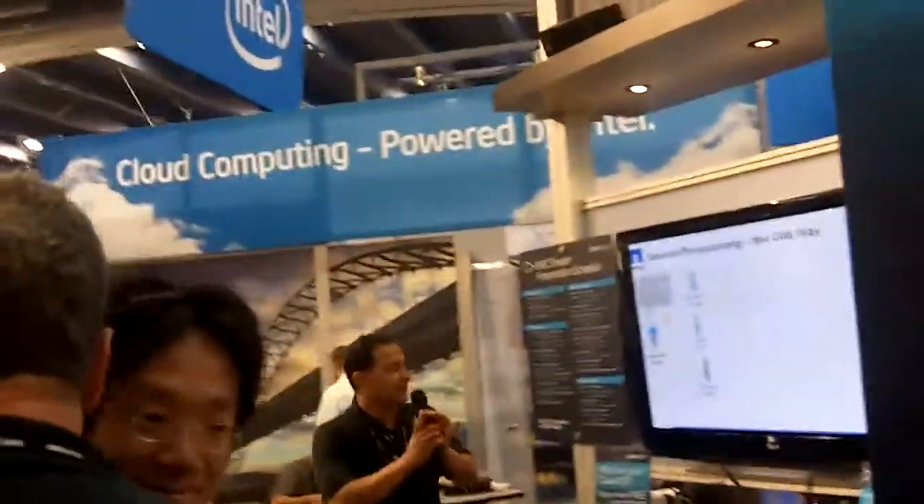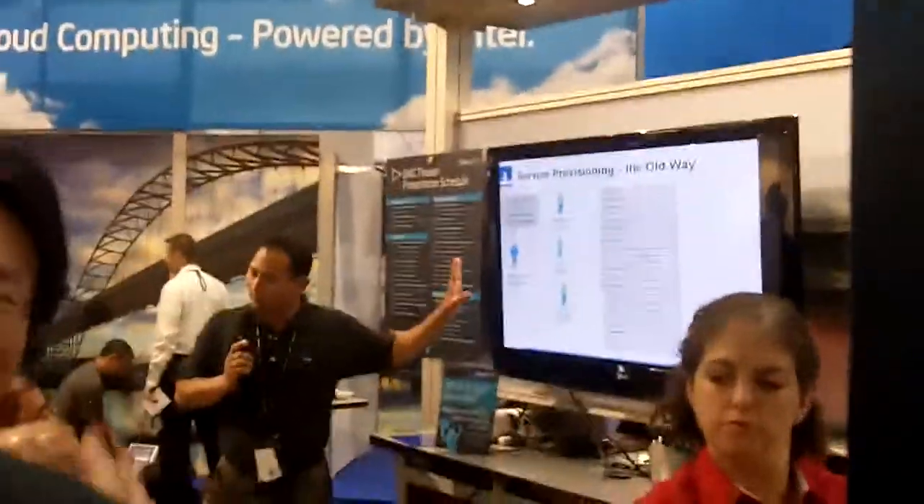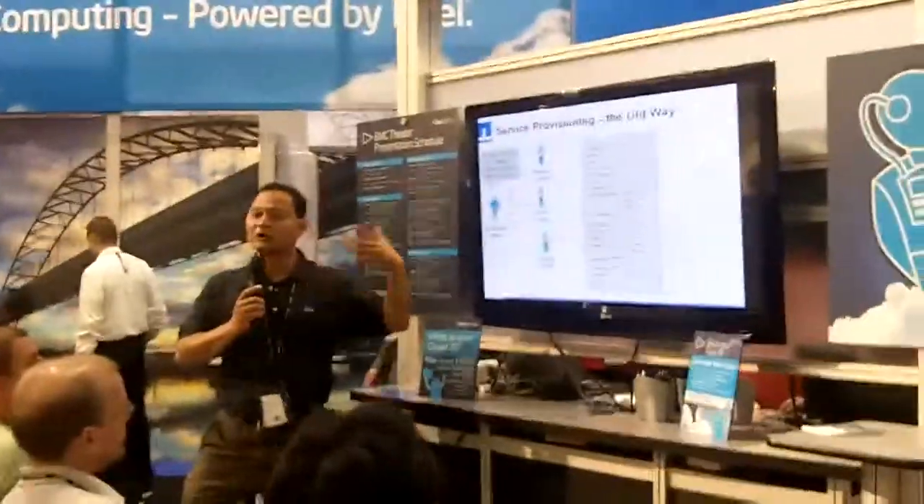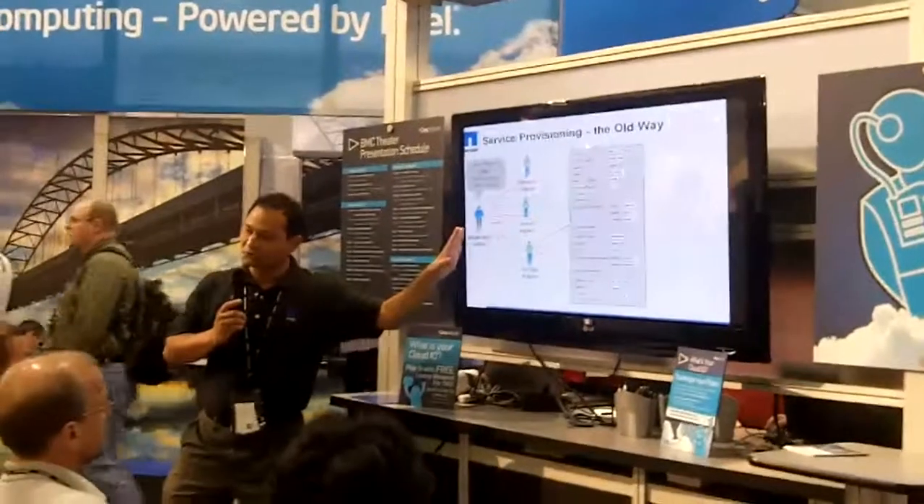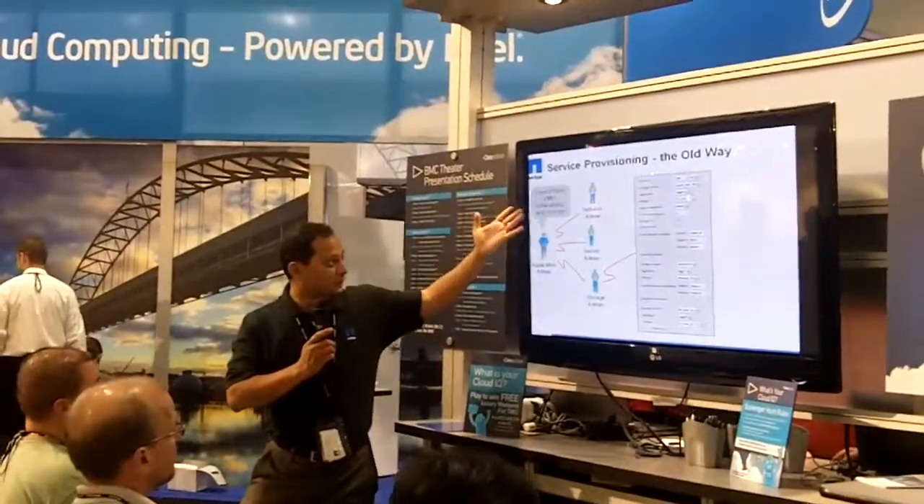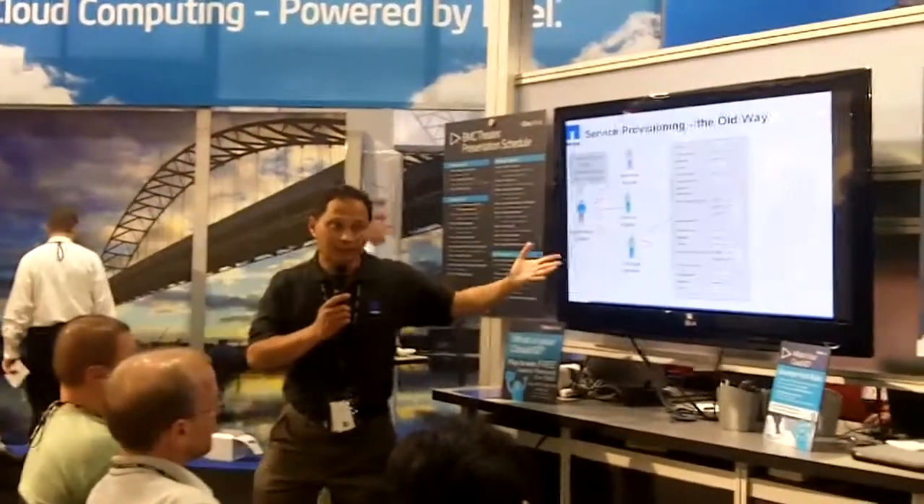Okay, so let this slide build up. Let's imagine for a moment that you are an application administrator. There are certain resources you need from your IT department. What are those resources? You need servers, you need storage, and you need network. Those are the kinds of things you need from the IT department.